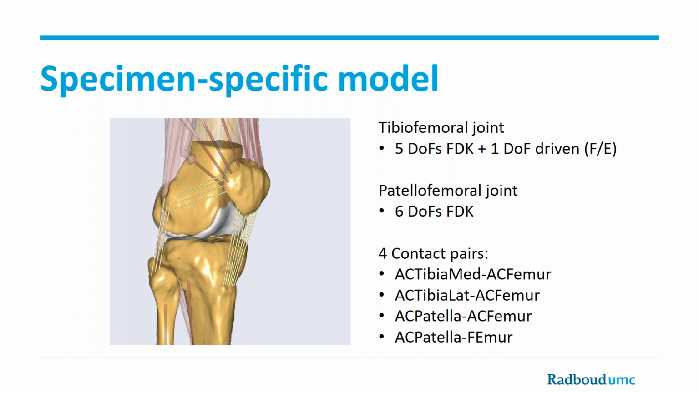In addition, we have 4 different pairs of contact surfaces to account for the different possibilities that we have for the contact. We have 2 cartilage contact pairs, one for the medial and one for the lateral side of the tibiofemoral joint. And then we also have the contact between patellar cartilage and the femur cartilage, and the patellar cartilage and the femur bone.